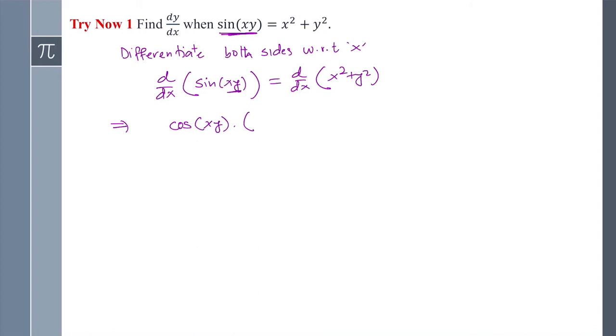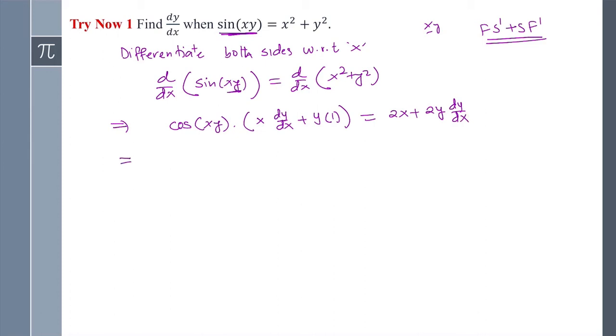So for the derivative of the product x times y, we use the first function times the derivative of the second, plus the second function times the derivative of the first. So the first function is x times the derivative of the second function, which is dy over dx, because the derivative of y is dy over dx, plus the second function, y, times the derivative of the first function, x, which is 1, equals, now the derivative of x squared is 2x plus the derivative of y squared, which is 2y times dy over dx.